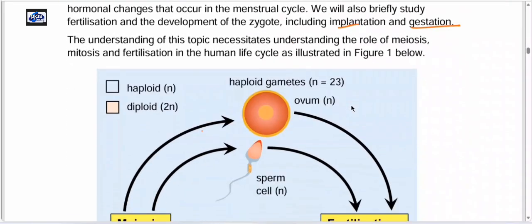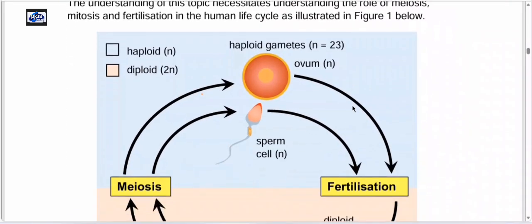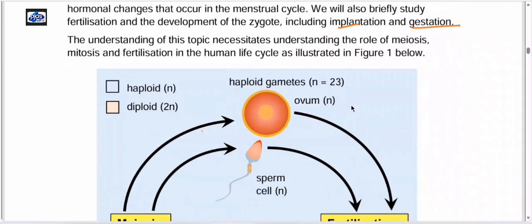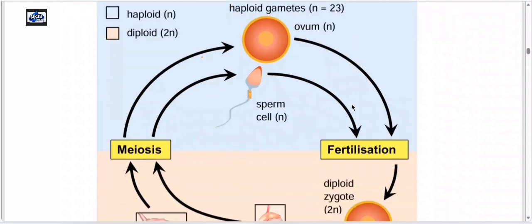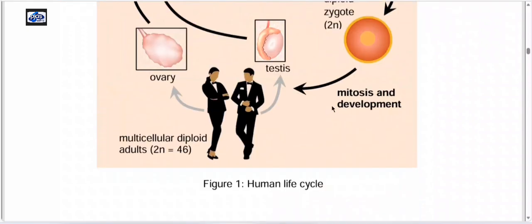What you see here, good people, is understanding the role of meiosis, mitosis, and fertilization in the human life cycle. This is the human life cycle. This is the female and this is the male.